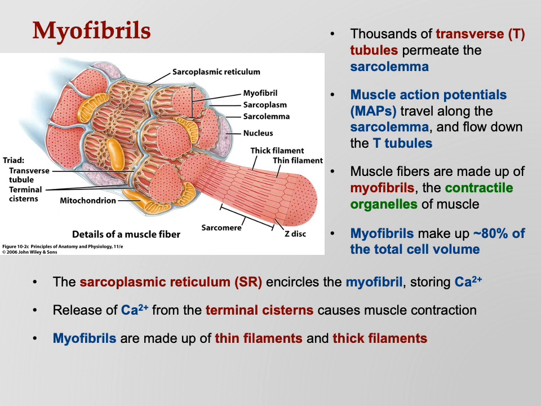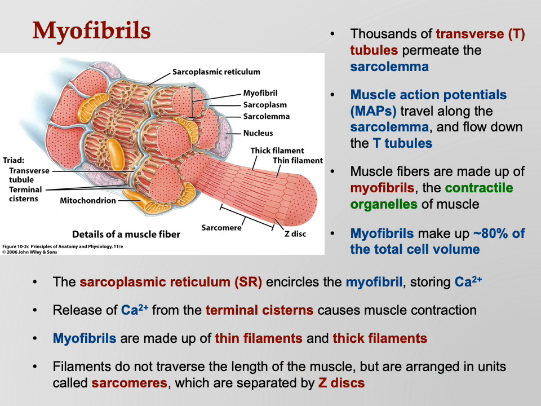And then myofibrils, that's not even the smallest unit yet, are made up of thick and thin filaments. If you look carefully at that illustration, you can see towards the end how thick and thin filaments are labeled. So they're a bunch of overlapping filaments. Some of them are thick, some of them are thin, and that's what's actually going to cause the contraction to take place inside the myofibril.